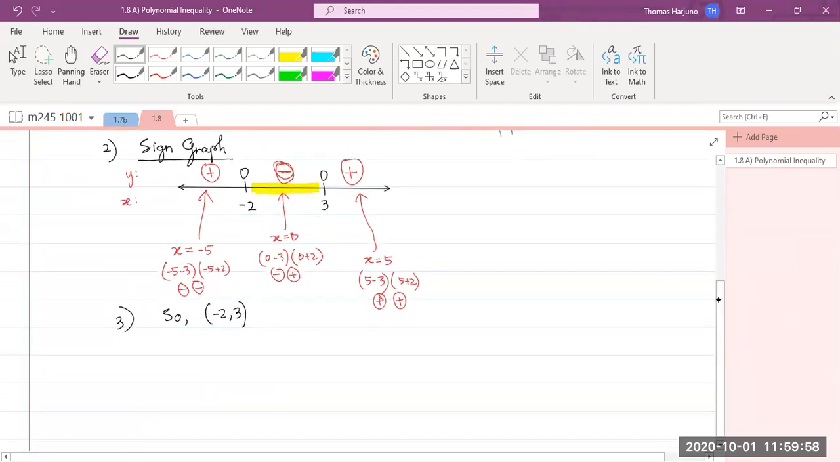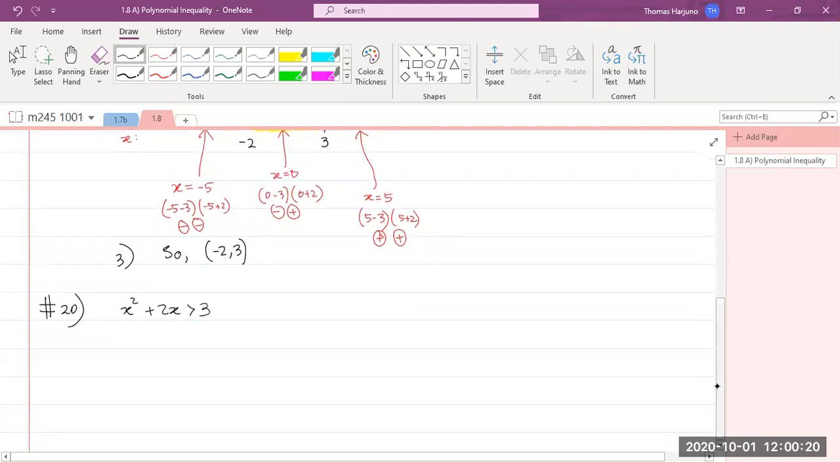Now from here, I will do maybe two or three more questions. Okay, let's see, for example, problems in the book, number 20. Number 20, x squared plus 2x greater than 3. Keep in mind that the other side has to be 0 because we will check the plus and minus later on. To make it equal to 0, I subtract 3 from both sides.